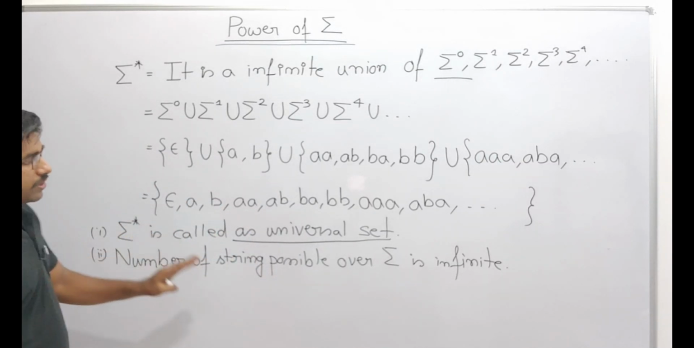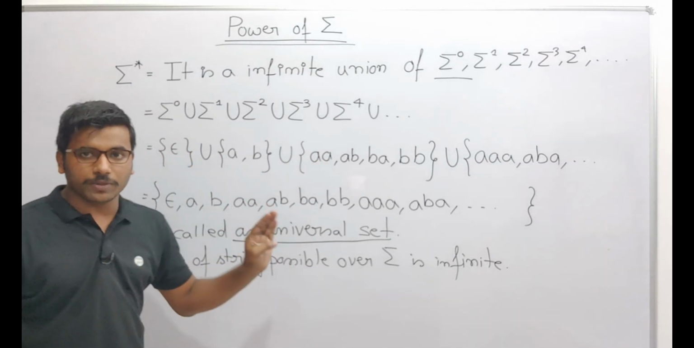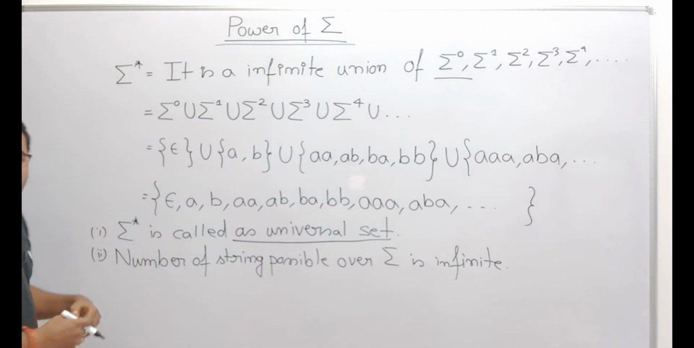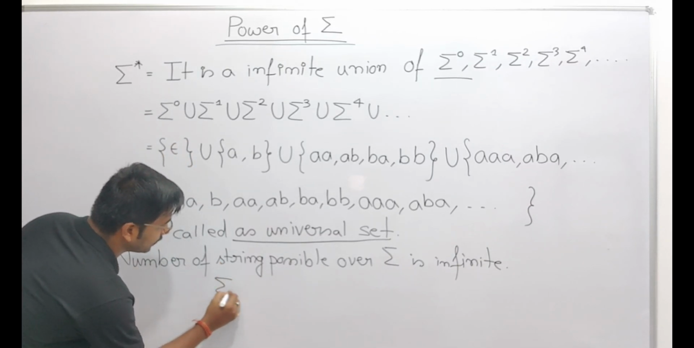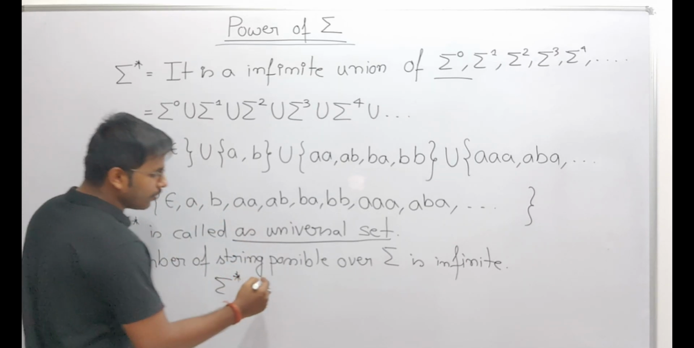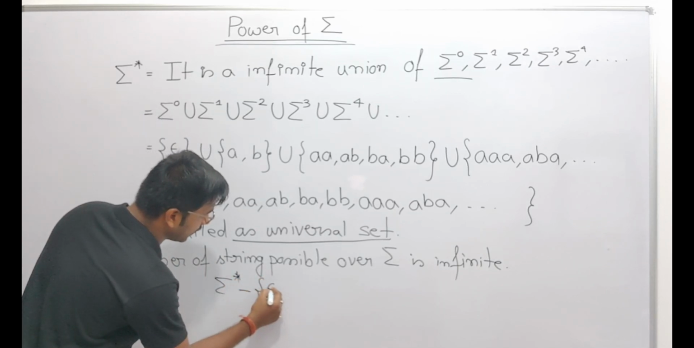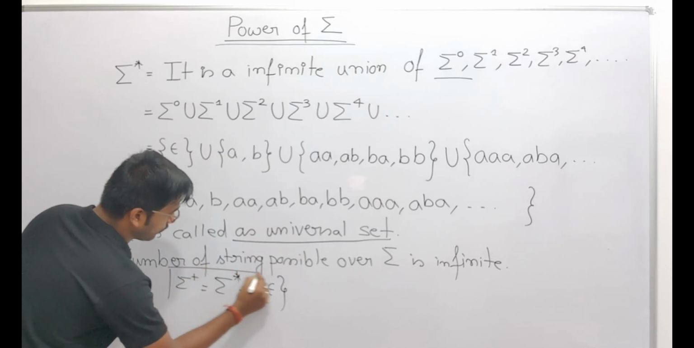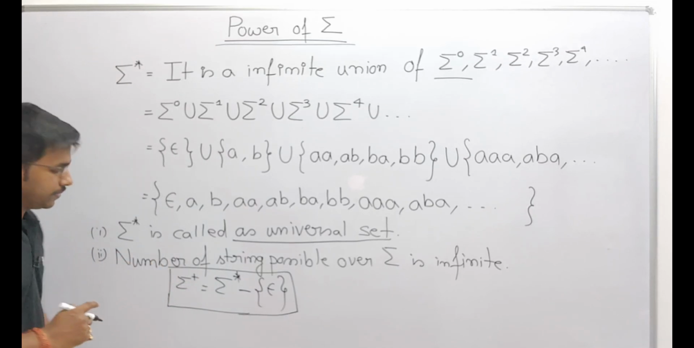Now the number of strings possible over sigma is infinite, because we know that with sigma star we get an infinite number of strings. So we can get n number of strings, whatever sigma is defined. So sigma star contains everything. Sigma plus does not contain only epsilon. If I remove epsilon from this set, I get sigma plus. From sigma star, if I remove epsilon, I get sigma plus. Understood?